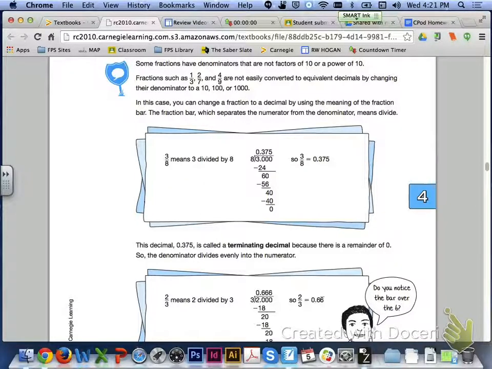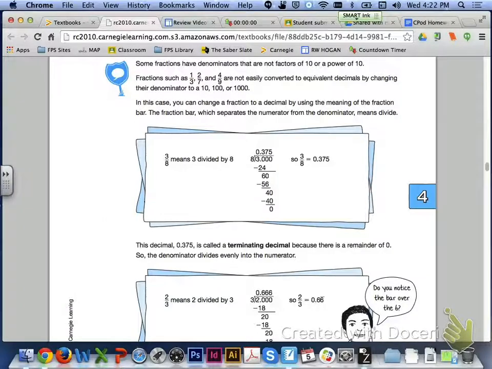Fractions such as 1/3, 2/7, and 4/9 are not easily converted to equivalent decimals by changing their denominator to a 10, 100, or 1,000. In this case, you can change a fraction to a decimal by using the meaning of the fraction bar. The fraction bar, which separates the numerator from the denominator, means to divide.